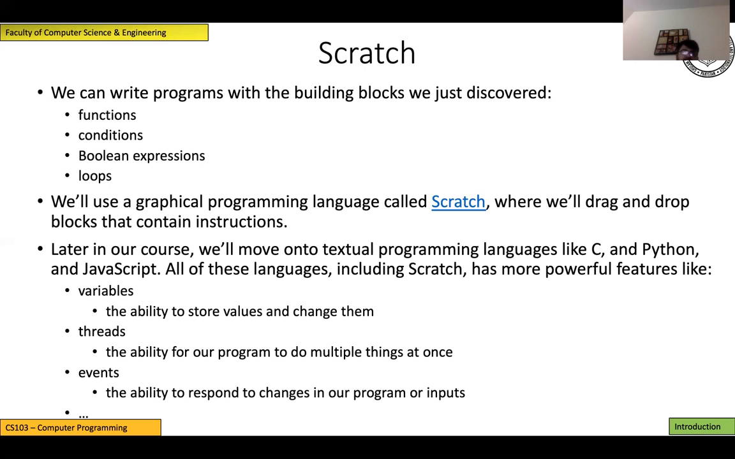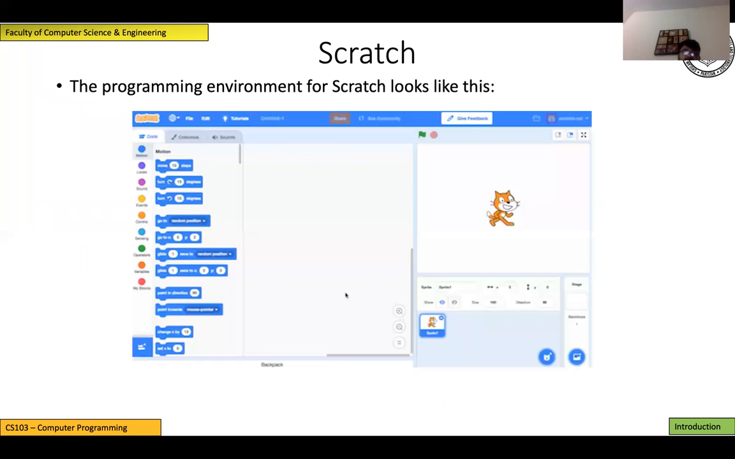What is a variable? The ability to store values and change them. What is a thread? The ability for a program to do multiple things at once. What is an event? The ability to respond to changes in our program or inputs. So whenever an event occurs, we should be able to respond to it as desired by us. The programming environment for Scratch looks something like this. You can search for the programming language, write Scratch MIT programming language, and you'll come to this interface on the website.